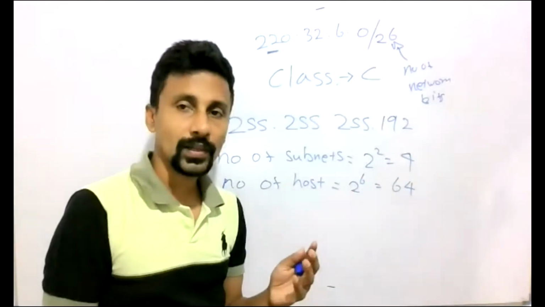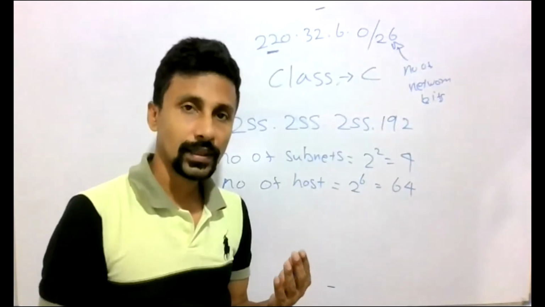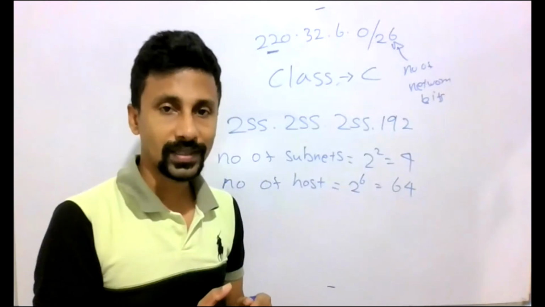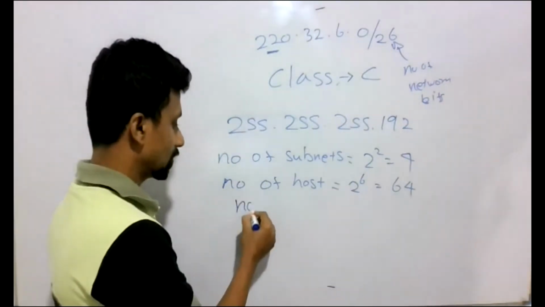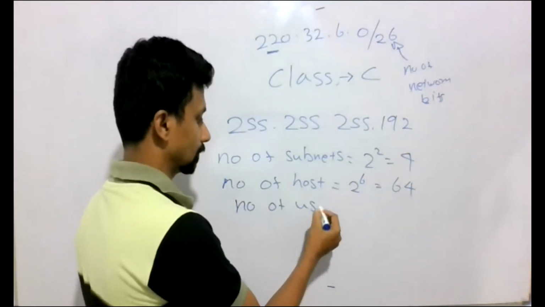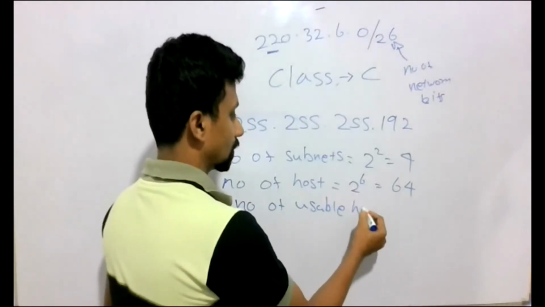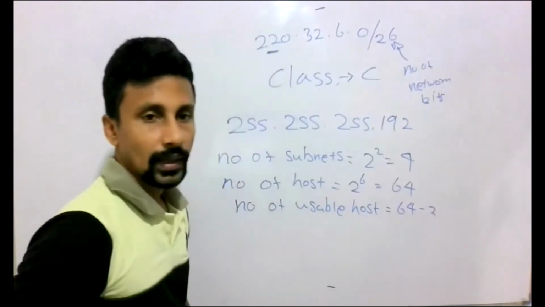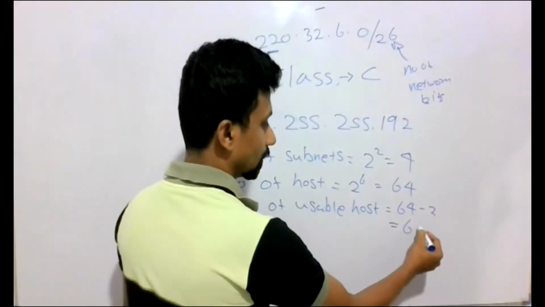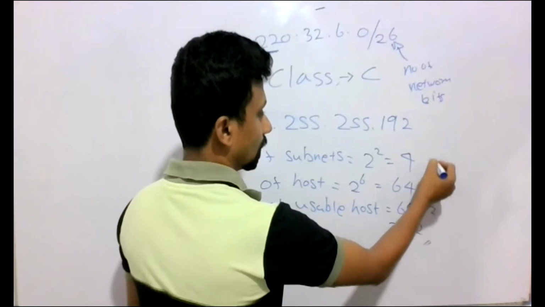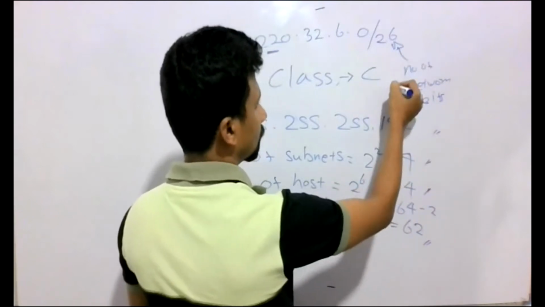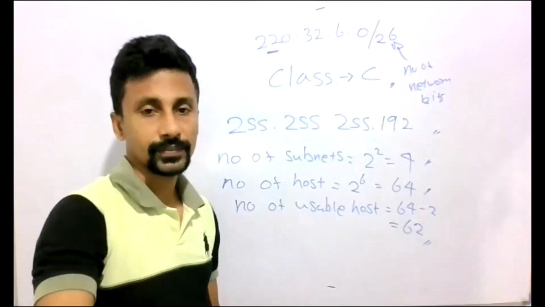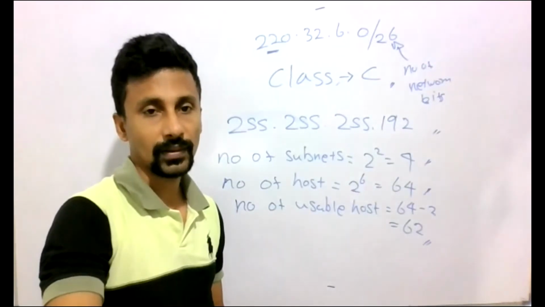But usable host means, like that day we discussed, we have to deduct the network address and the broadcast address. So number of usable hosts equals 64 minus 2. You have to subtract 2, then 62. So these are the answers. Is that correct, Amandi? Rini? Yes, sir. Okay.